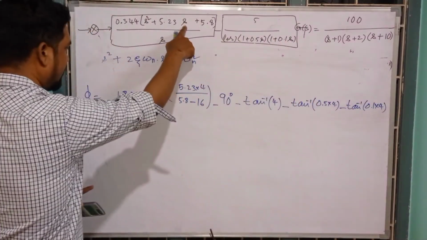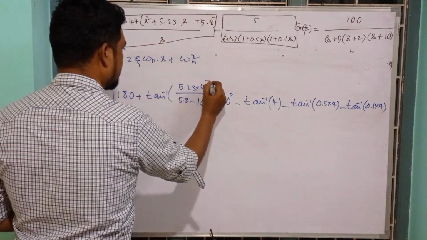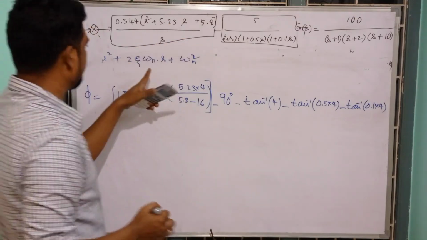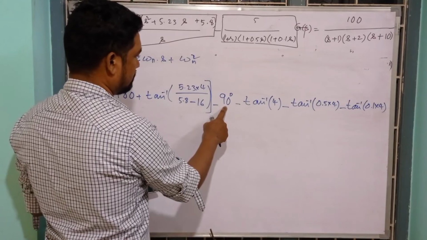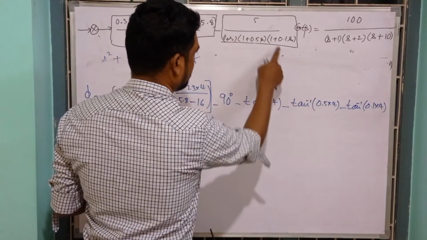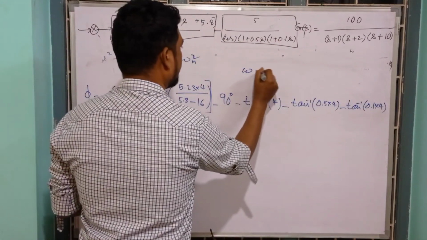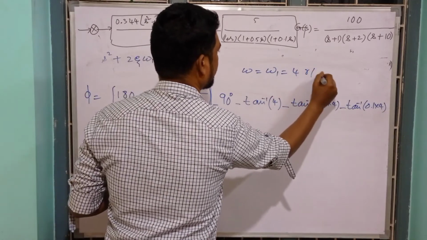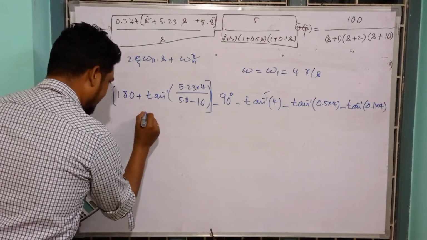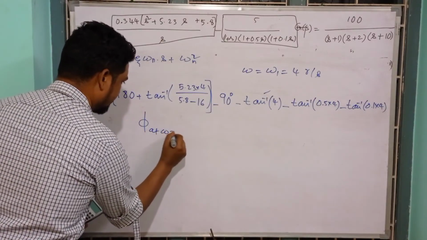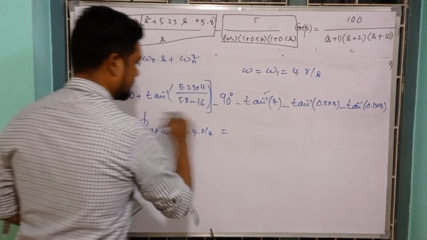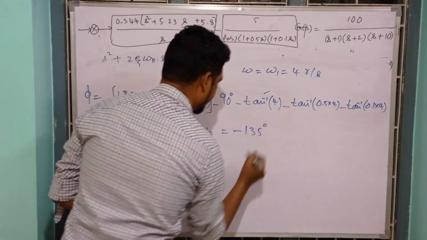This is in the numerator, so it's positive, and this is for the correction, okay? 180 plus tan inverse for the second order system correction, minus, it's in the denominator, so minus 90, right? And for this one, this 1, 2 and 3. Guys, we have plugged in omega equal to omega 1 equal to 4 radians per second. Let's check. So guys, finding the phase angle at omega equal to omega 1, which is equal to 4 radians per second, this value is minus 135 degrees, right?